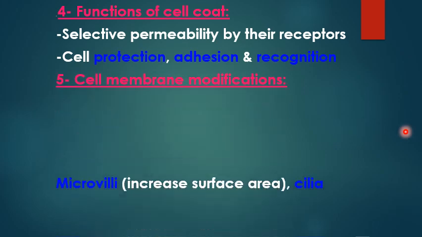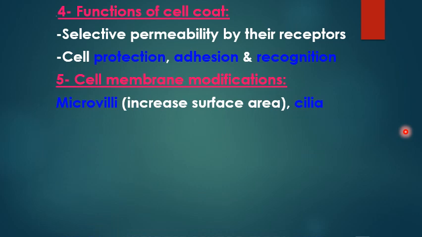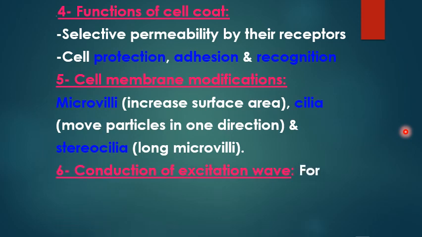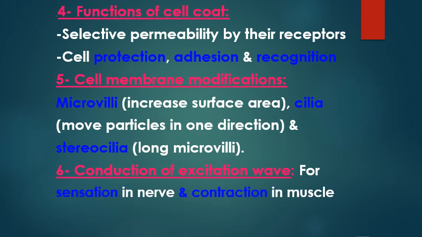We have cell membrane modification, either microvilli to increase surface area, or cilia to move particles in one direction. Stereocilia are long microvilli, as present in the epididymis, to increase the surface area for absorption. The last function is conduction of the excitation wave for the nerve impulse to pass and for the muscle to contract.